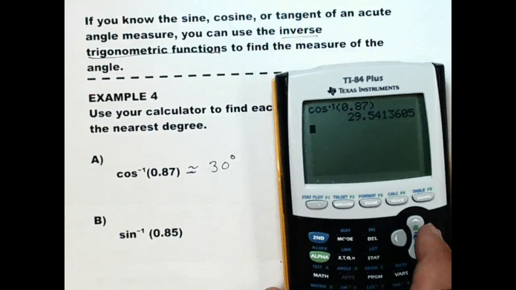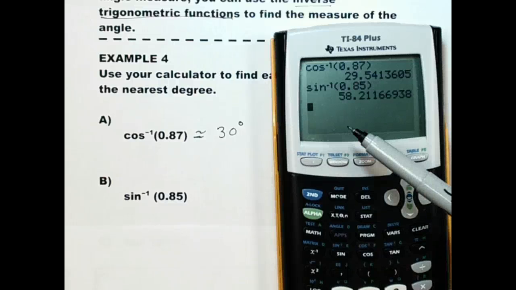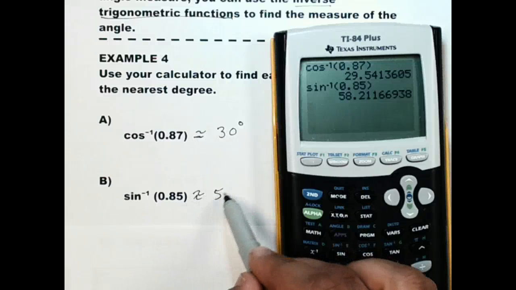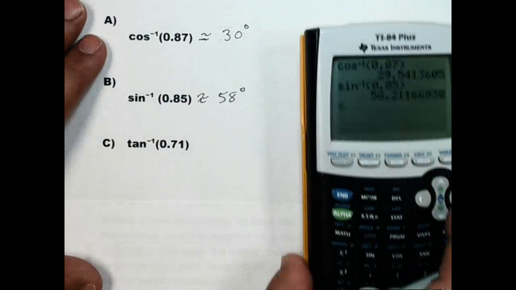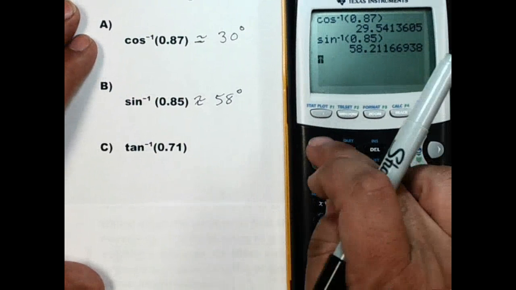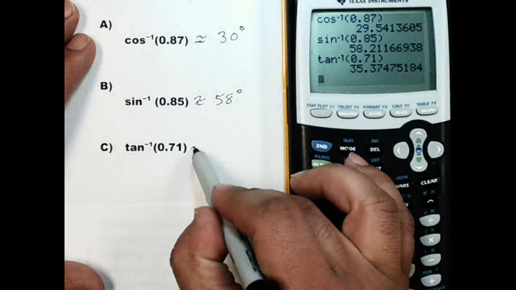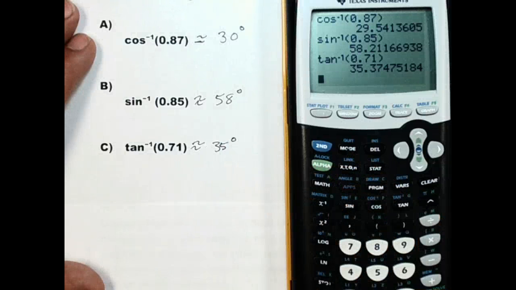Do the same thing with the next example. We want to hit second sine to bring up the inverse sine of 0.85. That gives us 58.2. So if I round that to the nearest degree, that's just 58 degrees. Same thing with tangents. I hit second tangent, 0.71. Rounding that to the nearest whole number is going to be 35 degrees.